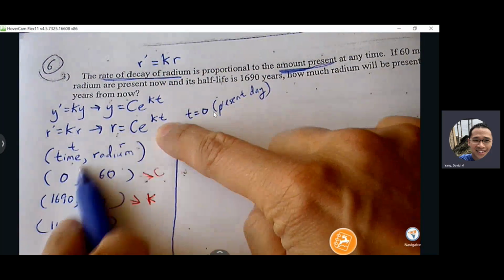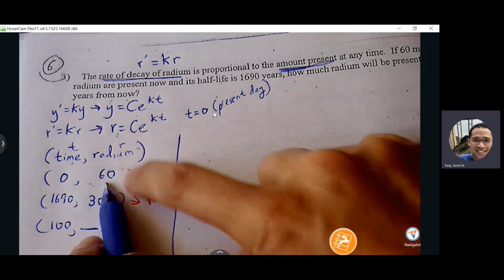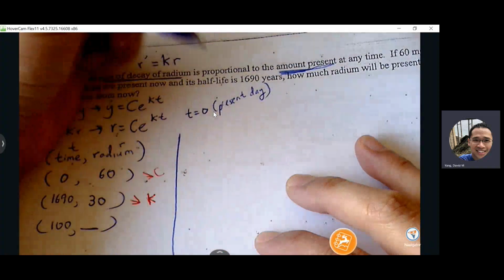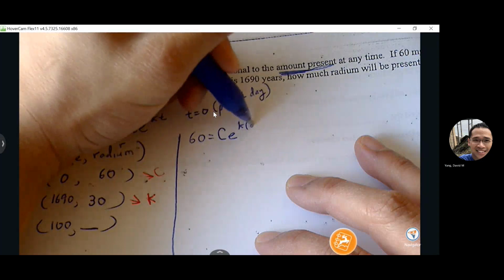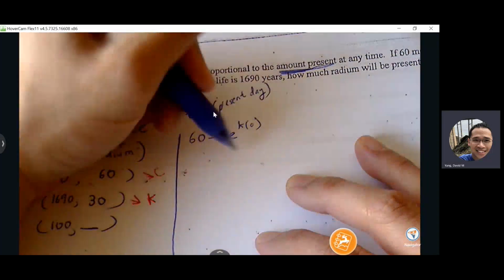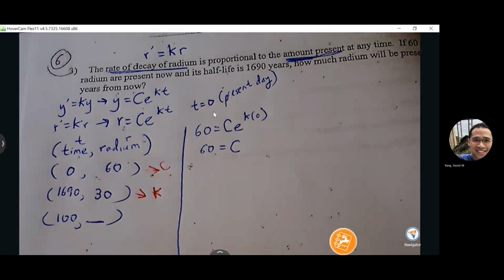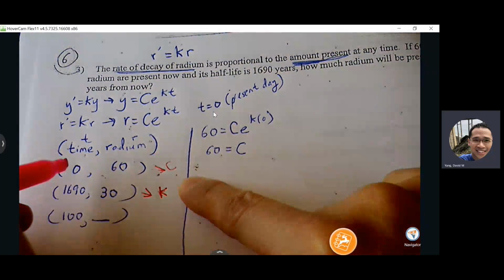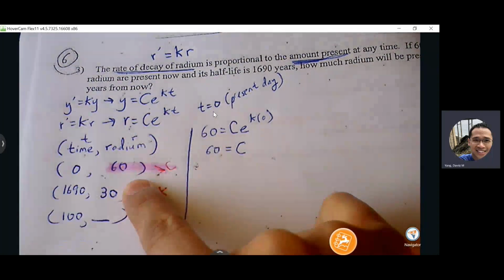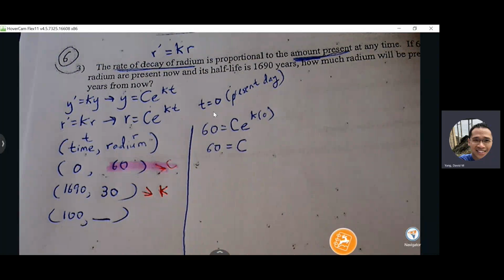Okay, so we use our equation here. Insert 0 in for t, 60 in for R. Solve for C. e to the 0 is just 1, so C equals 60. So the connection, hopefully, that you're seeing is that if you have something that's involving 0, your C value is sitting there for you, right? So if you went through that process, you're going to see that your C value is going to be basically the amount of radium at the initial time.